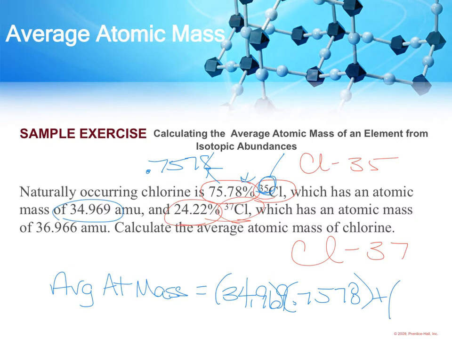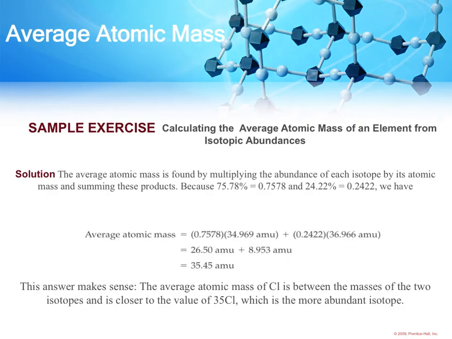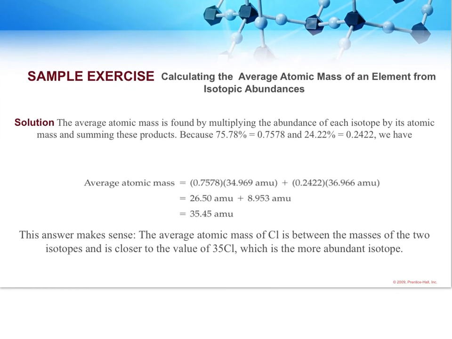So the mass of the other isotope is 36.966, and the abundance of that isotope is 24.22. Move the decimal to the left 2 places, or divide by 100 to put it in fractional form. So you get 0.2422. And what we get for an answer is the average atomic mass for chlorine is 35.45.